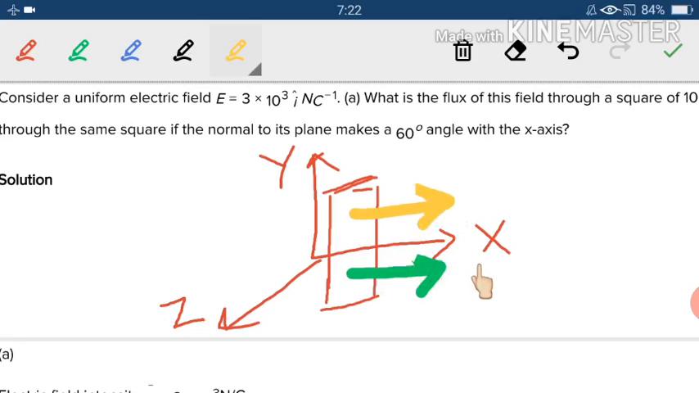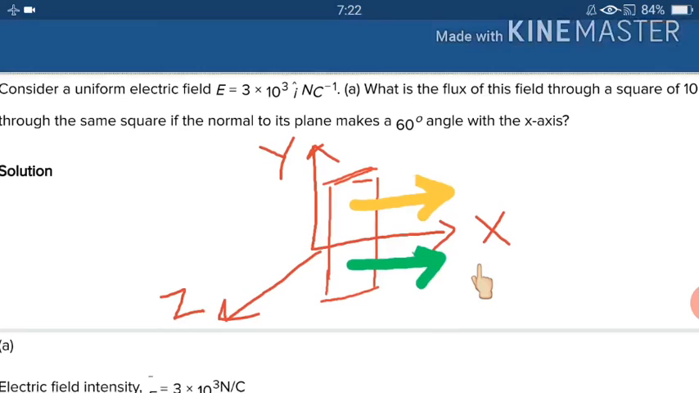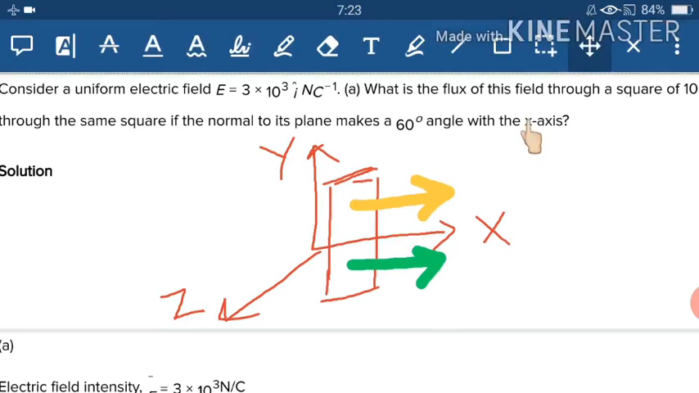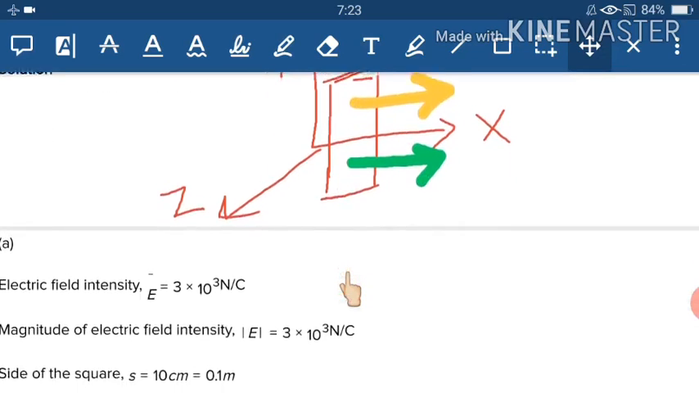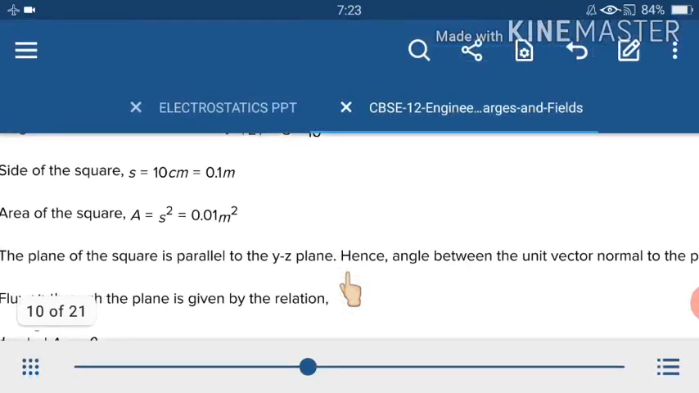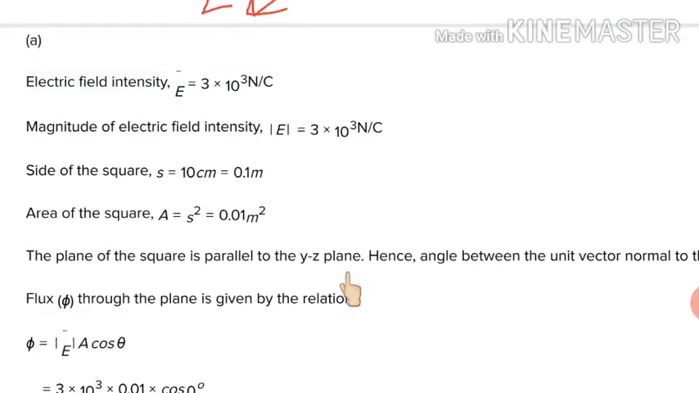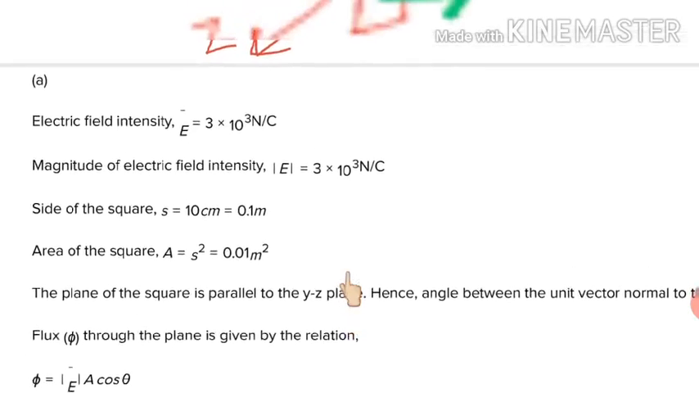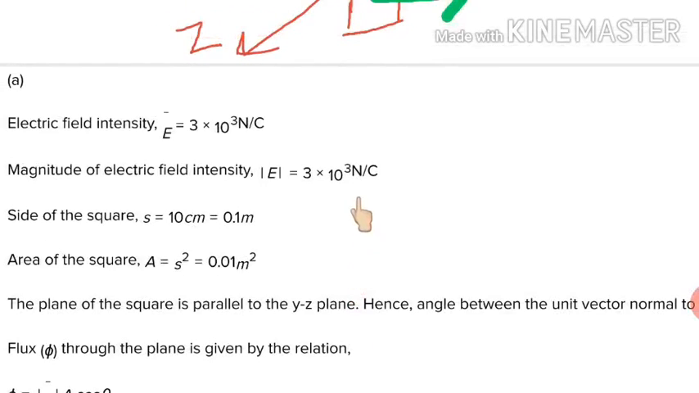Okay, so I think now things are clear, and they're asking us to calculate the flux, and we know this. What is flux? Flux is EA cos theta. It is the dot product of the electric field and the area vector. So finally now we will discuss the solution. According to the solution, the electric field intensity is how much? 3 into 10 to the power 3 Newton per Coulomb, which is given in the question.